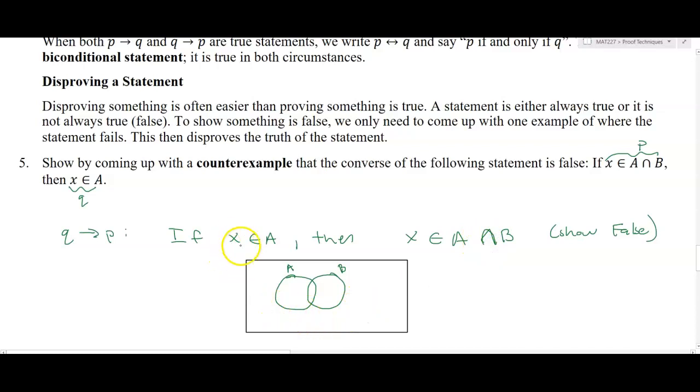So let's say I have an element inside of A. Is it guaranteed that just because it's inside of A, it's also inside of B? Well, no, because I can pick an element here, or even here, or even here, and that dot is in A, and it's not in B. So it doesn't necessarily guarantee that X being an element of A is also an element of B simultaneously.